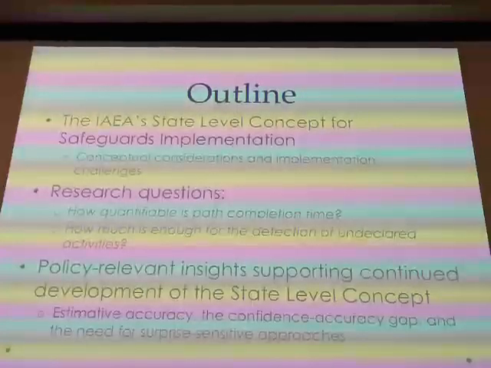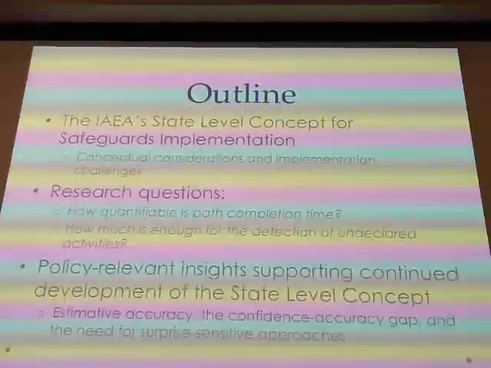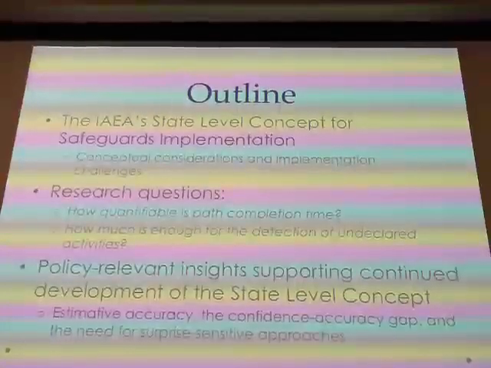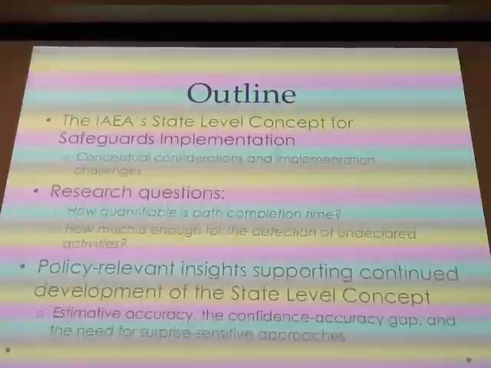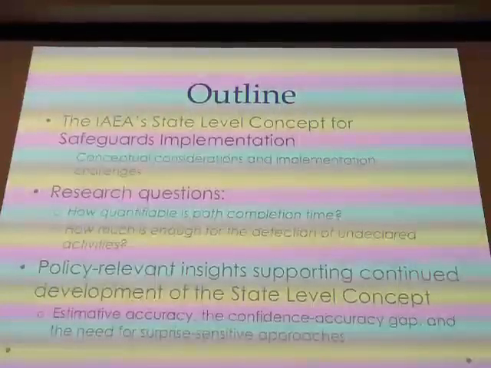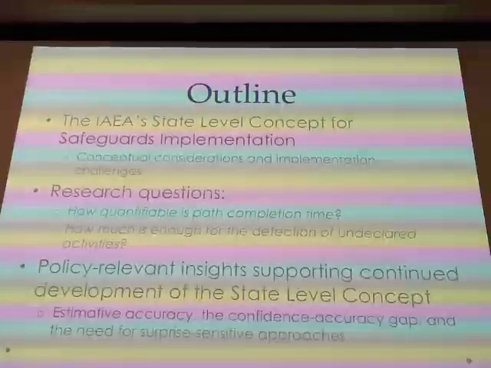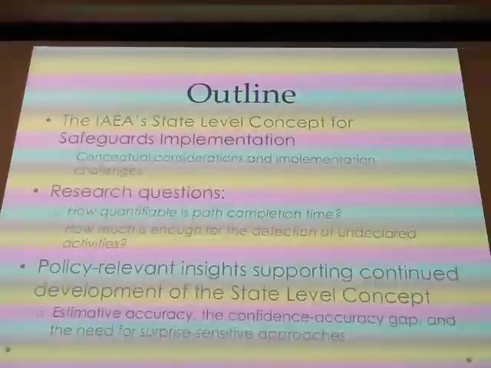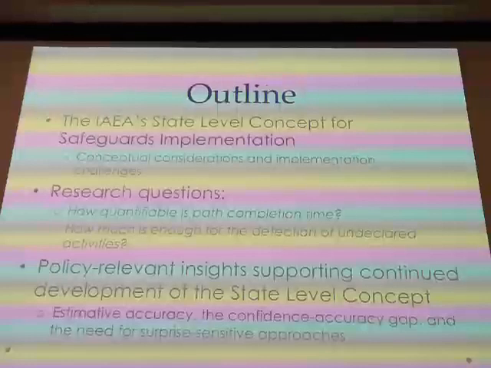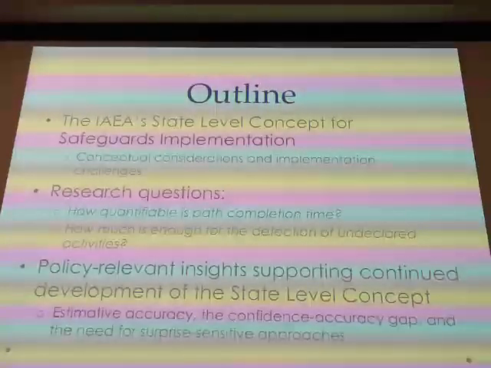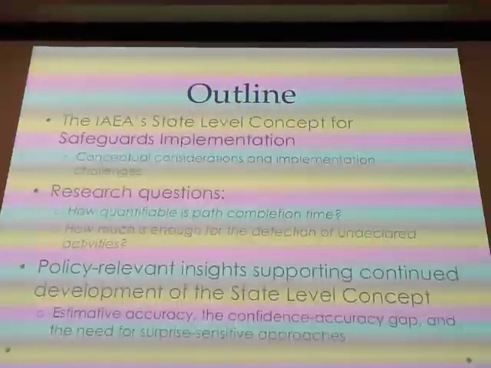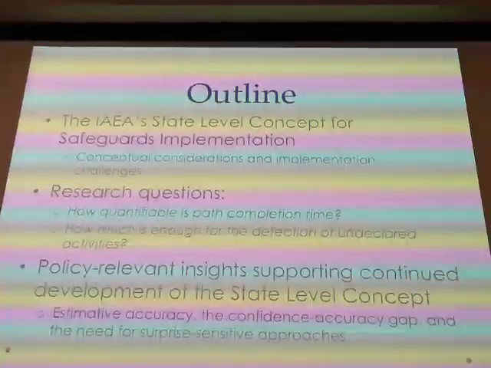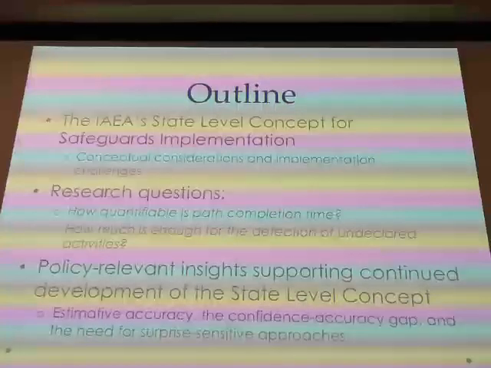So just to quickly outline my talk today, I'll be introducing the IAEA state-level concept for safeguards implementation, some of the conceptual considerations that I've been thinking about over the last couple of years, and how this leads to implementation challenges for safeguards. Based on this discussion, it leads me to my two main research questions: how quantifiable is path completion time, which is something we discussed earlier today, and also how much is enough for the detection of undeclared activities. How do we assure ourselves, how do we prove the negative, that there is no undeclared activity within that state?